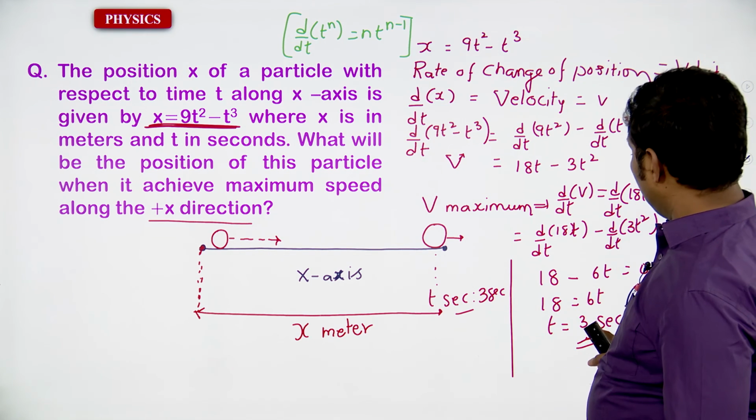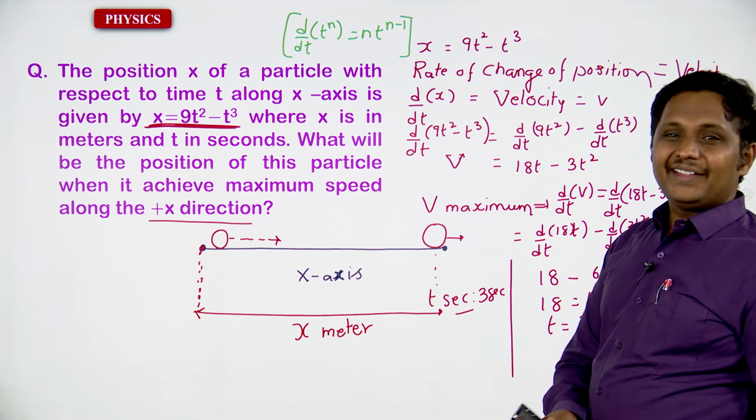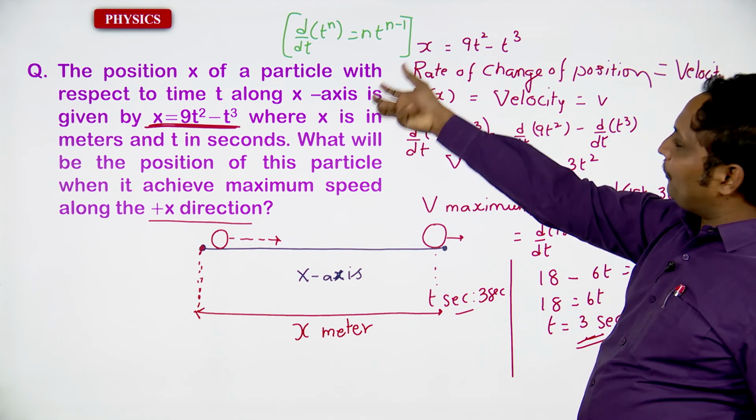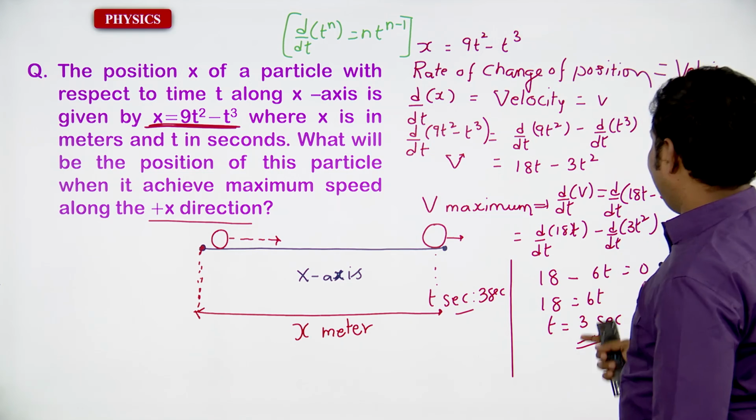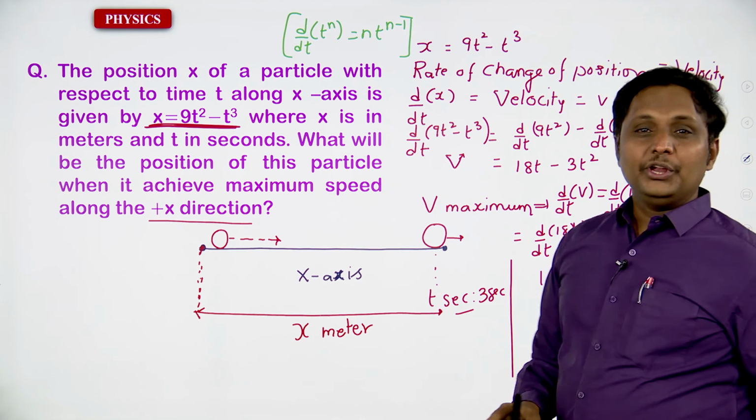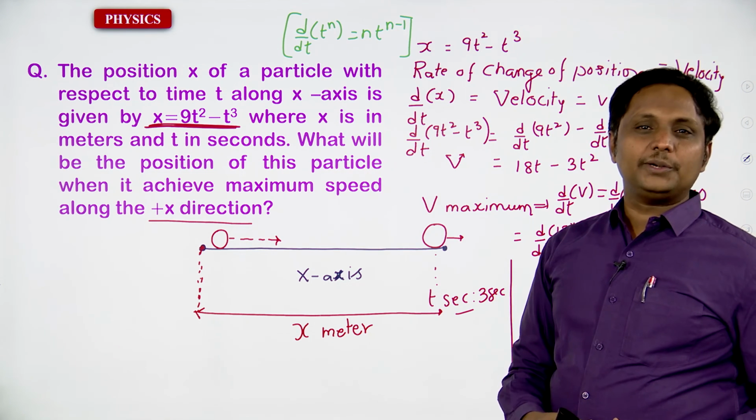Yes, t is equal to 3 seconds. As t increases, what happens? The position of the particle is going to change. At 3 seconds its speed is maximum. If you know the time, you can easily find that position.